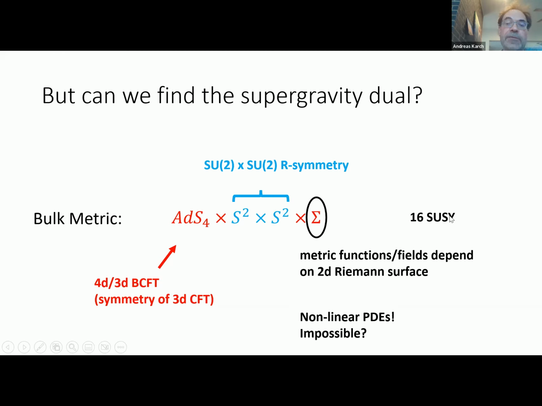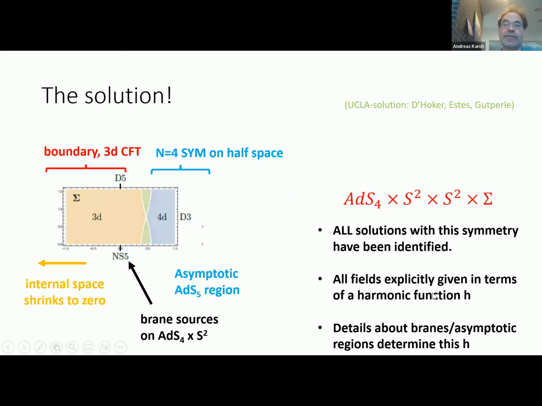So even though you have supersymmetry, in the end you only solve first order equations, you have to solve nonlinear PDEs in 2 variables. You might think that's impossible, but it's not really, if you're trained enough in doing that. It's almost a miracle that people could do this, but D'Hoker, Estes, and Gutperle came up with the complete solution for any bulk geometry which looks like AdS4 times S2 times S2 times sigma, which preserves this supersymmetry. So all solutions with this symmetry have been identified.